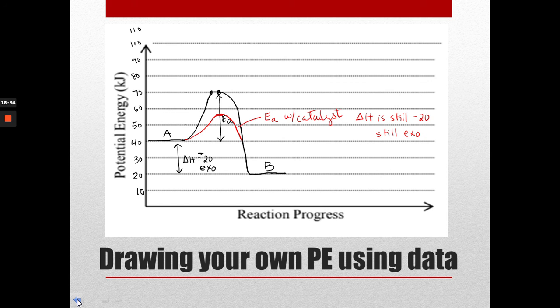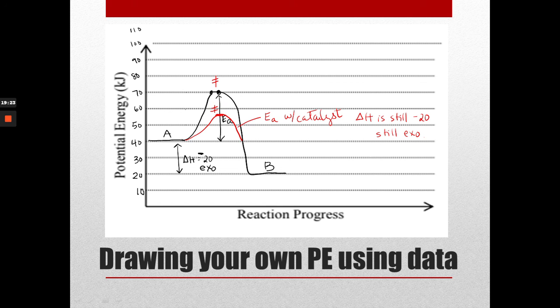But again, this is my completed graph. You can see it's not spectacular, but that's okay. We've got the information that we need on it. We have all of the things that we were asked to have. We have our starting point, we have our ending point, we have delta H, our activation energy with and without a catalyst. We've got our transition state up here at the tippy top for, again, with, and then without would be down lower, right? With and without a catalyst.